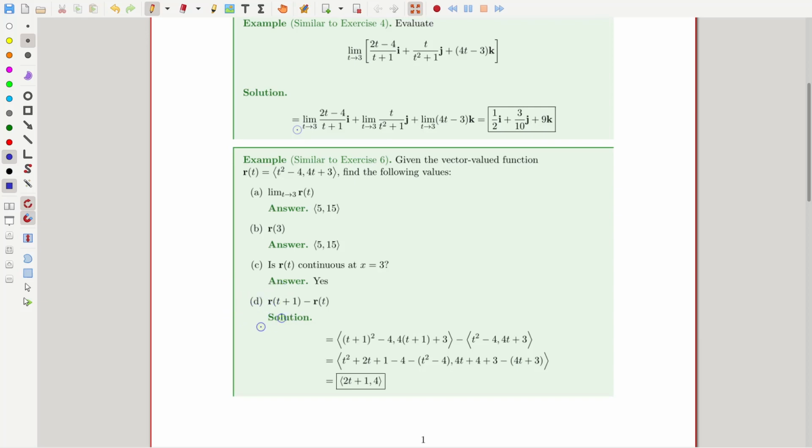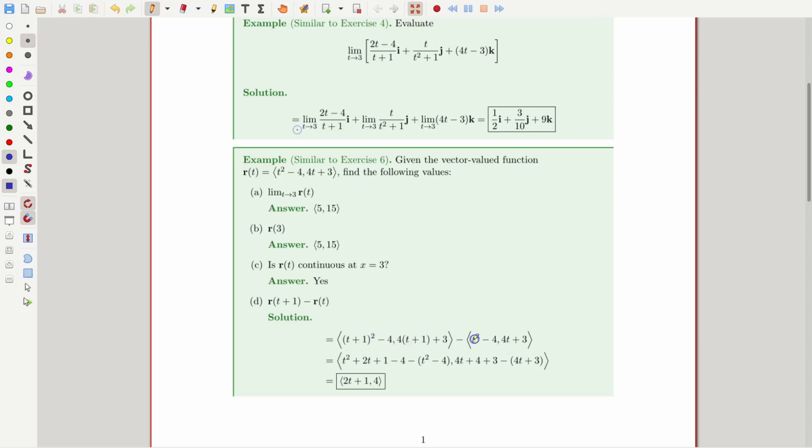And this last one perhaps is just beginning to set us up for the derivative, which we'll see in the next section. So we have r of t plus 1 minus r of t. This expression returns a vector, and this expression returns a vector. So this subtraction is the subtraction of 2 vectors. If we expand out these expressions by using the definition for r of t, we would end up getting this for the first expression, r of t plus 1. And of course, we subtract off r of t.